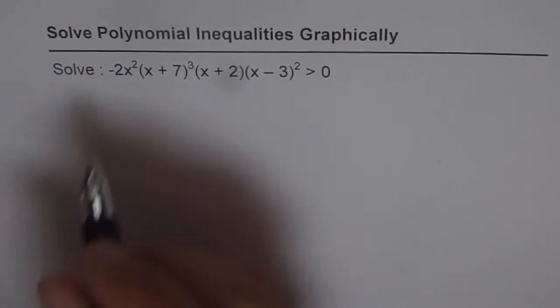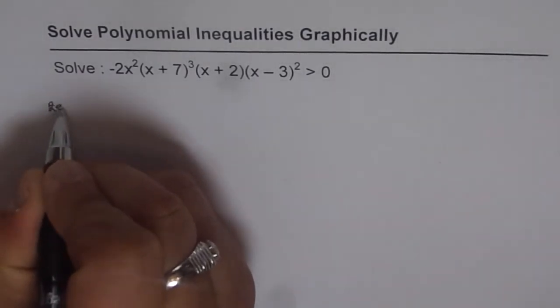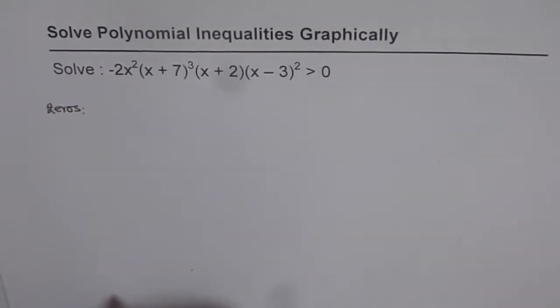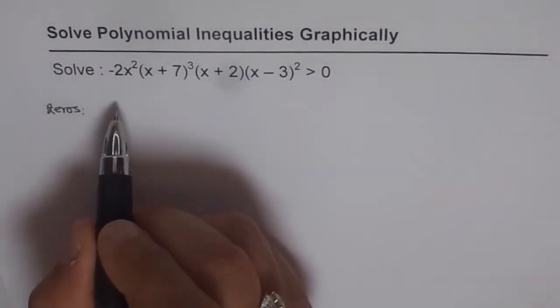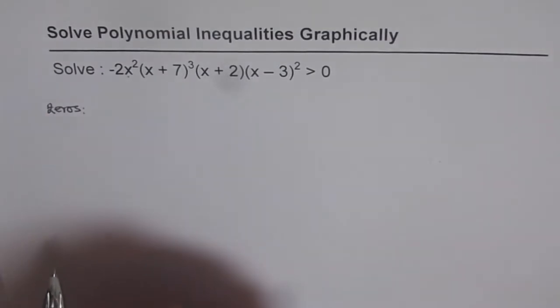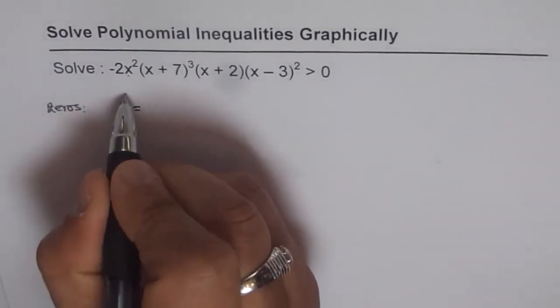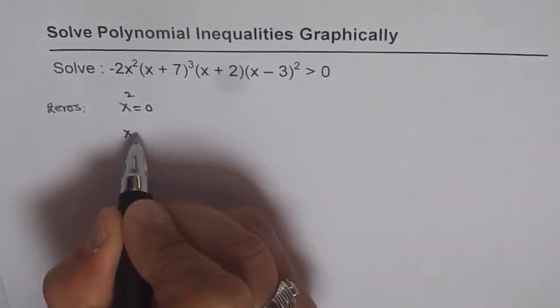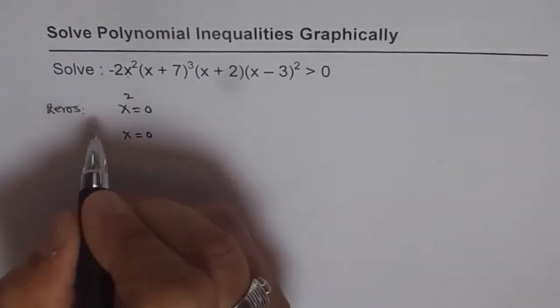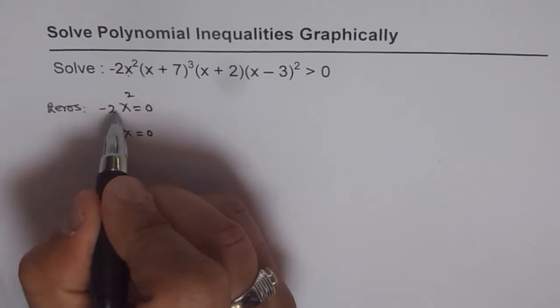First step, find zeros. That is our first step, correct? So where are the zeros? I've seen students forgetting about this x, and that is why this is kind of typical. So first, x square equals 0 will give us a zero at x equals 0. That's the first factor. And I'll rather include minus 2 with this, right?